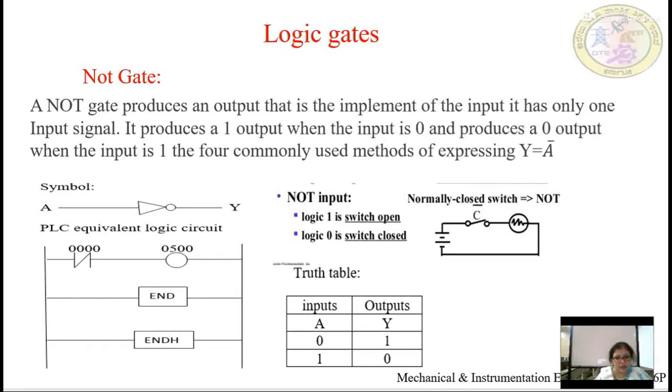Let us begin with the NOT gate. A NOT gate is nothing but a normally closed switch. Here is how the NOT gate works: when the input is 0, the output is high. When the input is 1, the output is 0. We are going to understand this logic gate through a normally closed switch.